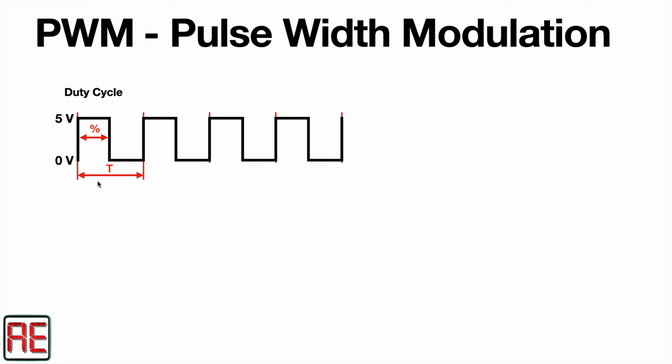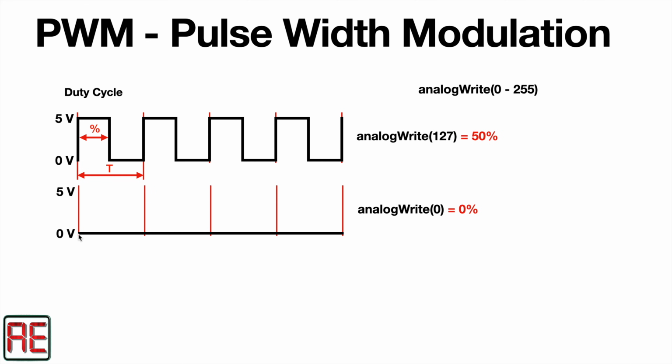To control the duty cycle, we are going to use the analog write function. This function has a numeric parameter that ranges from 0 to 255. This means that if the argument is 127, which is half of this range, the duty cycle will be 50%, which means that in one period, the pulse will be 50% of the time on and 50% of the time off.